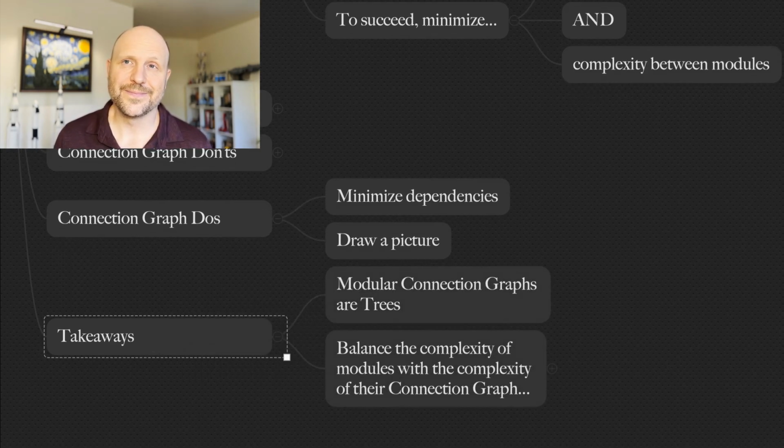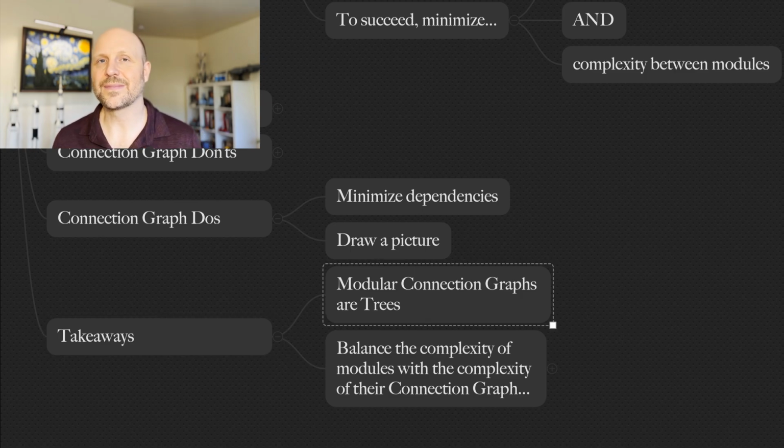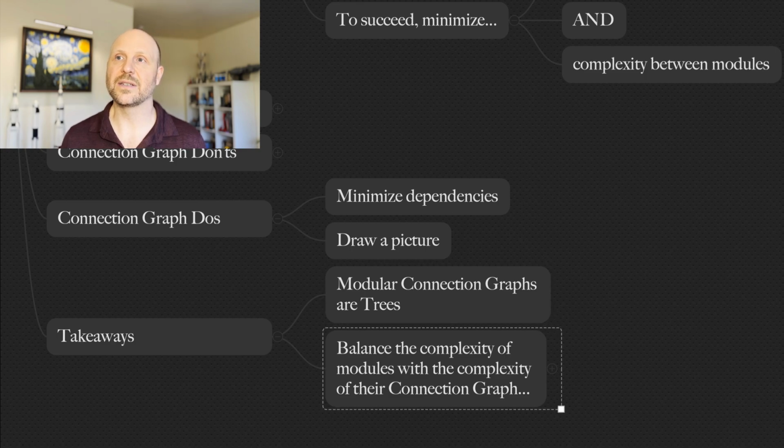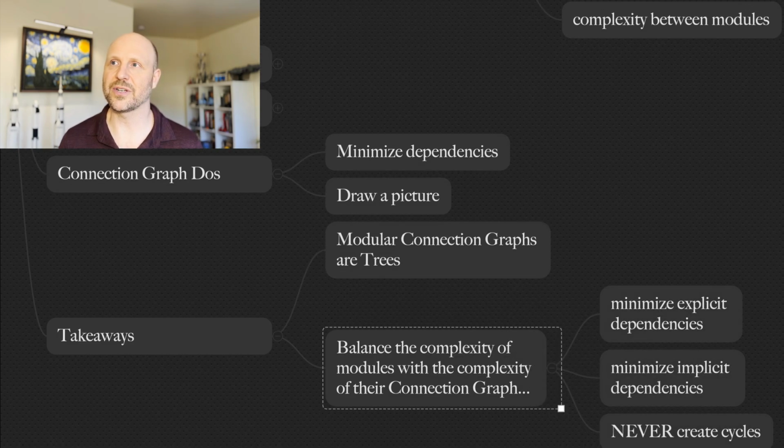So, the takeaways. At the top level, the connection graph is a tree, or a bunch of trees, a forest. And each module has underneath it submodules that it's using, and they've got relationships to each other. Each module is used within a parent context where there's a graph. And you want, for success, to balance the complexity of the modules with the complexity of their connection graph. Minimize explicit dependencies, minimize implicit dependencies, and never create cyclical dependencies. And really that's it. It's easy to say, difficult to master.